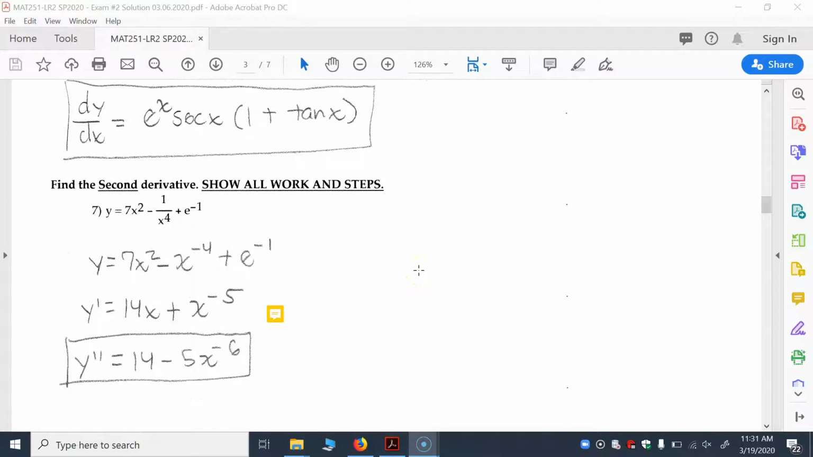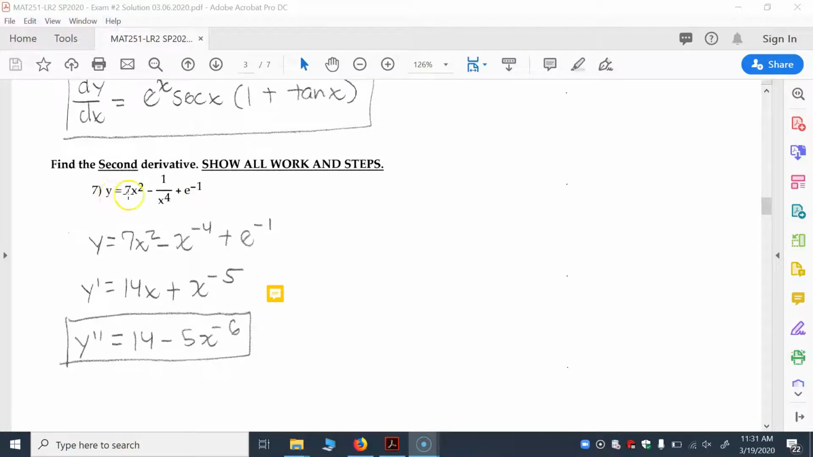Now, problem 7, we want you to find the second derivative. One thing I've said is a lot of times there's a pre-manipulation of a function that we can do to make the problem simpler. So what I want to do here is take this 1 over x to the fourth and rewrite it with a negative exponent. A little adjustment there.